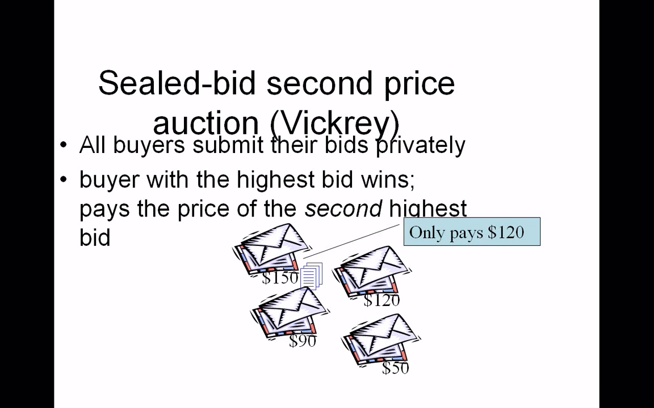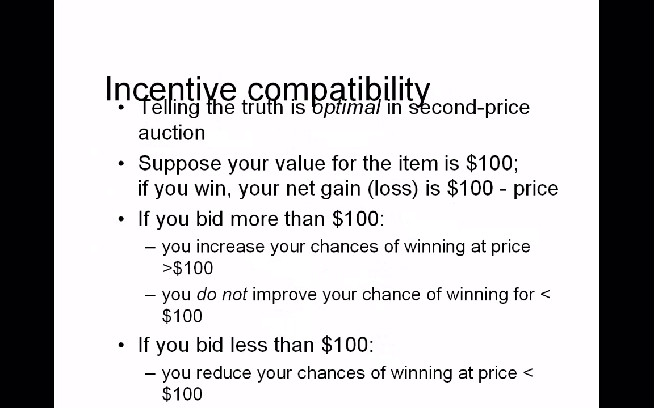So in this auction, it's sealed bid, and you can see that the highest bidder here bid 150, but they pay only 120, so they pay the second highest price. So this will decrease the phenomenon of winner's curse. In the Vickrey auction, there's incentive compatibility because telling the truth is optimal in this auction.